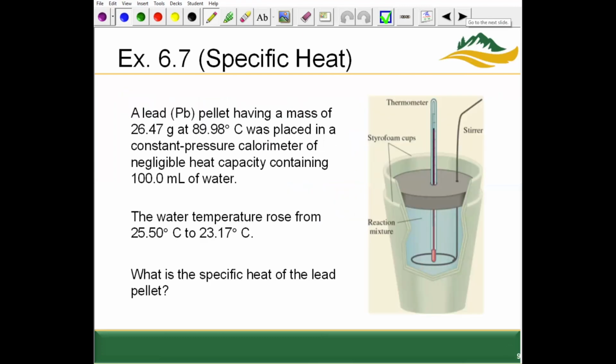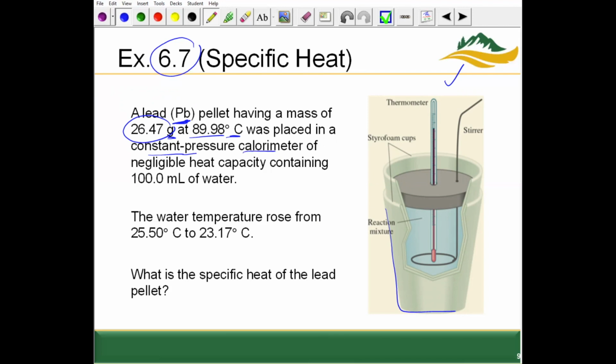Let's also do 6.7 together. That's in the main slide deck. So more on using, this is a coffee cup calorimeter. So another example of this, we have a lead represented by Pb, so that chemical symbol from the periodic table. A lead pellet has a specific mass of 26.47 grams. It starts at 89.98 degrees C. It's in a constant pressure calorimeter or a coffee cup calorimeter.